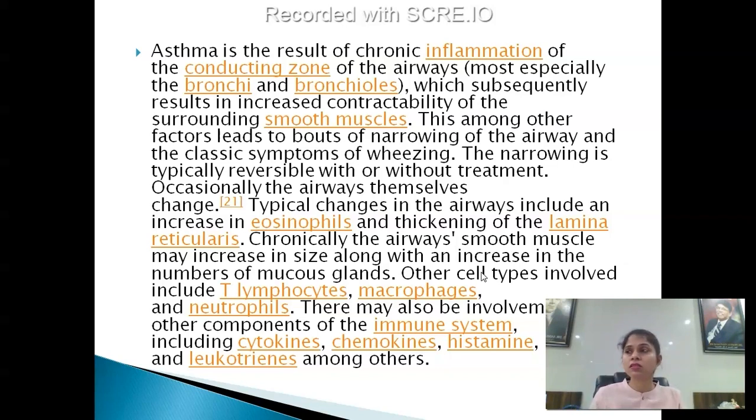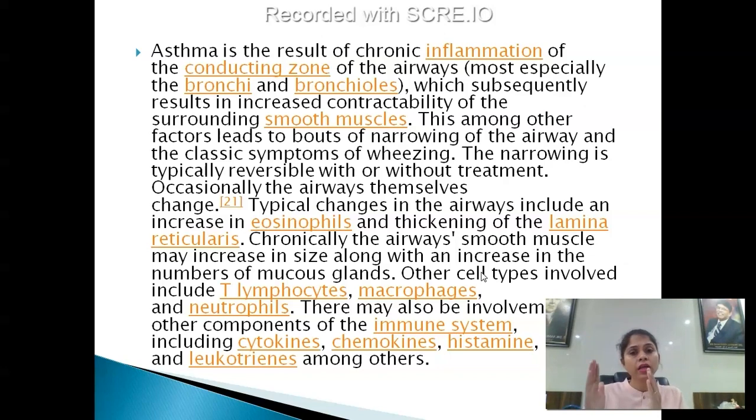This produces that wheezing or whistling sound which is there, and the whole changes are a result of the inflammatory process which is taking place with the help of the various chemical mediators of inflammation or immune mediators of inflammation like cytokines, chemokines, histamine, leukotrienes, T lymphocytes, macrophages, neutrophils, which are responsible for the whole chronic inflammation which is taking place. So this is where the asthma is.